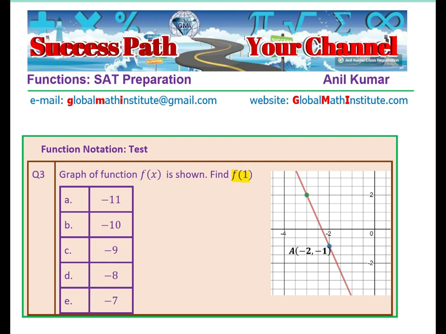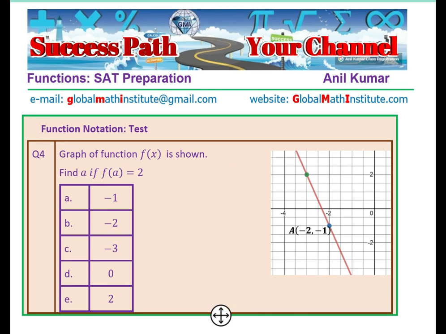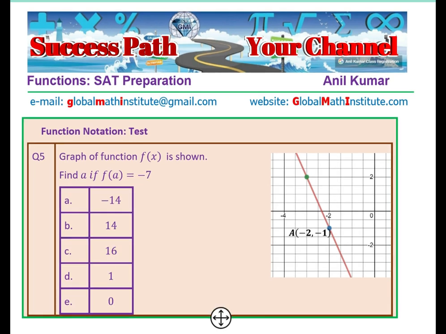Question number 4, again on the same graph. Do not derive that equation again and again. Look at the graph, answer the question. f of a is equal to 2. What is the value? This can be read straight away from the graph. So try to see where you can save time and how. Question number 5. The graph of the same function is given and another condition to match the correct answer.